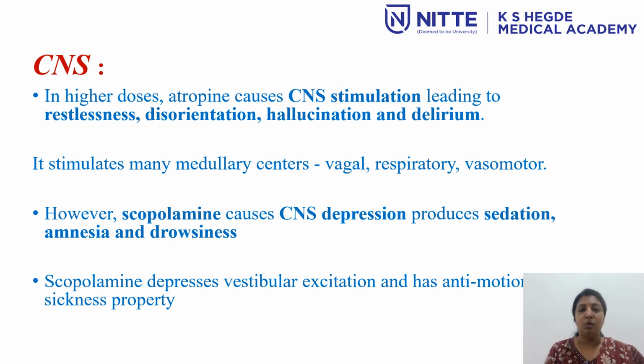However, scopolamine or hyoscine is another alkaloid that can produce CNS depression, sedation, amnesia and drowsiness. So their pharmacological actions are almost similar, atropine and scopolamine, but in the CNS, atropine produces CNS stimulation and scopolamine or hyoscine produces CNS depression. And scopolamine has an anti-motion sickness property because it can depress the vestibular excitation.